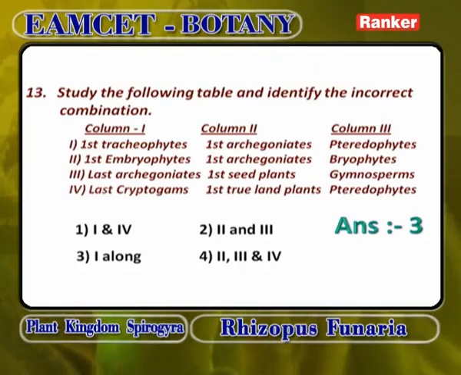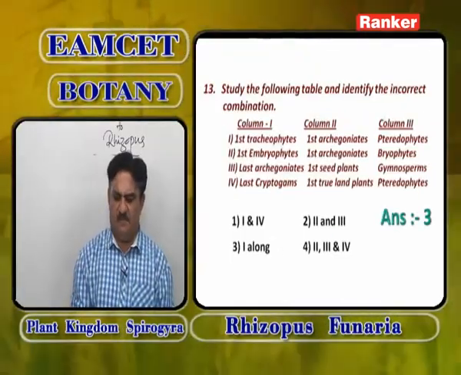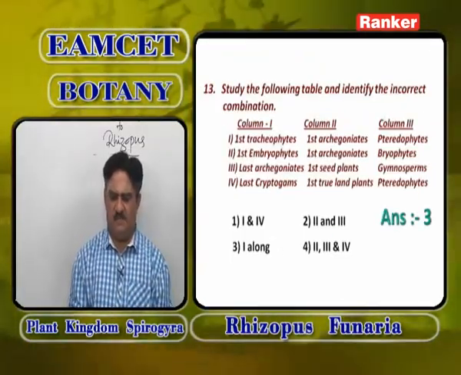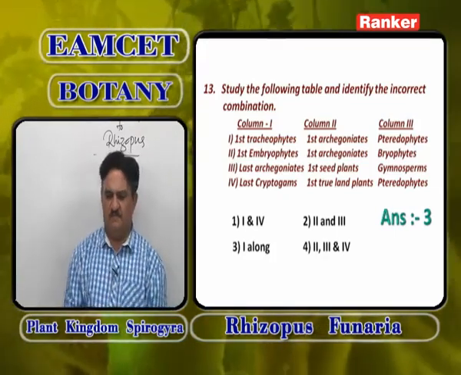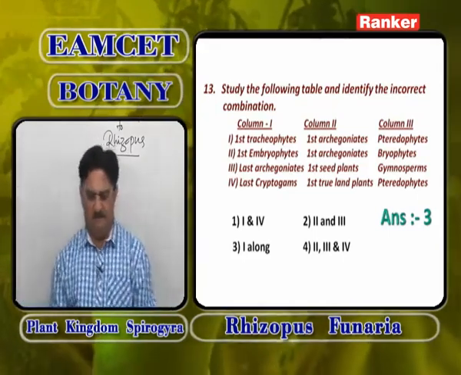Thallophyta, bryophyta, pteridophyta. These are first true land plants with the development of vascular tissue system. Successfully they started growing on the land, and pteridophyta is correct. So study the following and identify the incorrect combination is first one. First tracheophytes are not first archegoniids. First tracheophytes are pteridophytes. First archegoniids are bryophytes. So first option is wrong here.